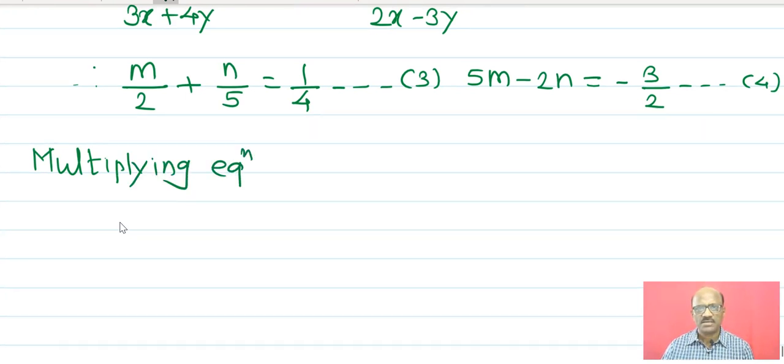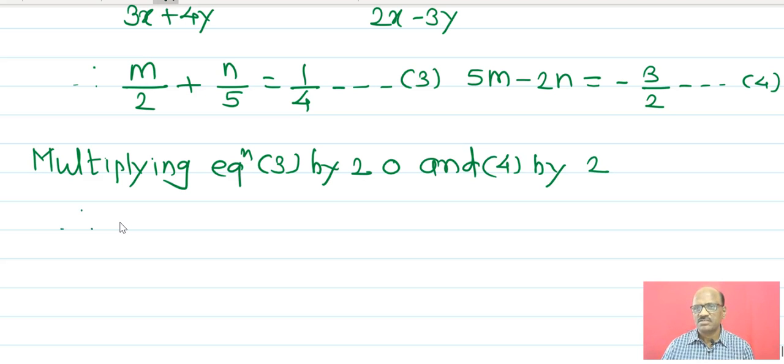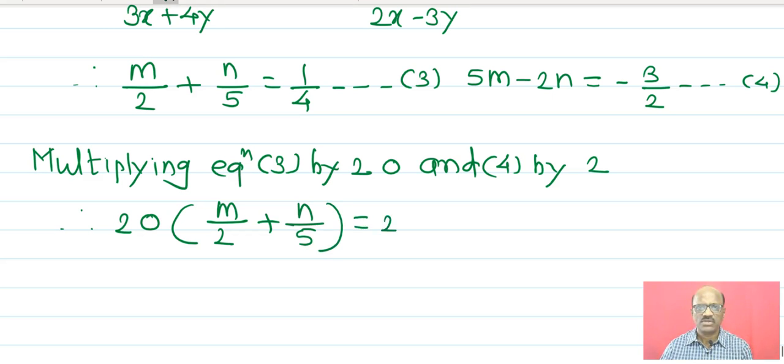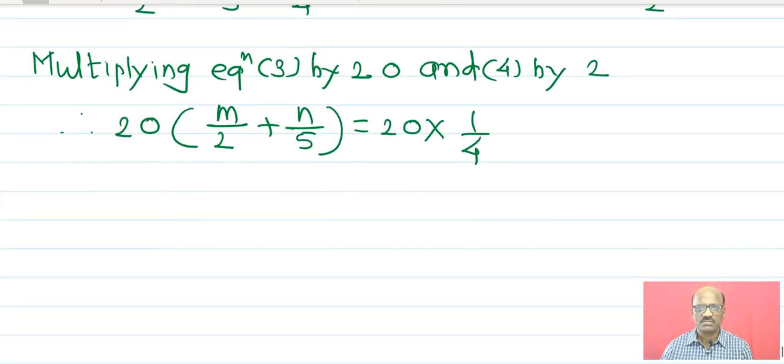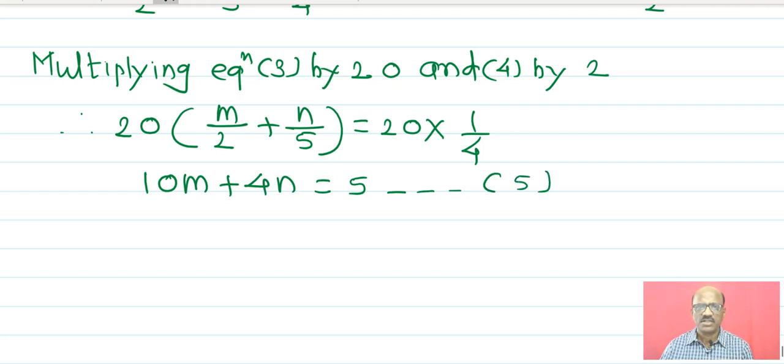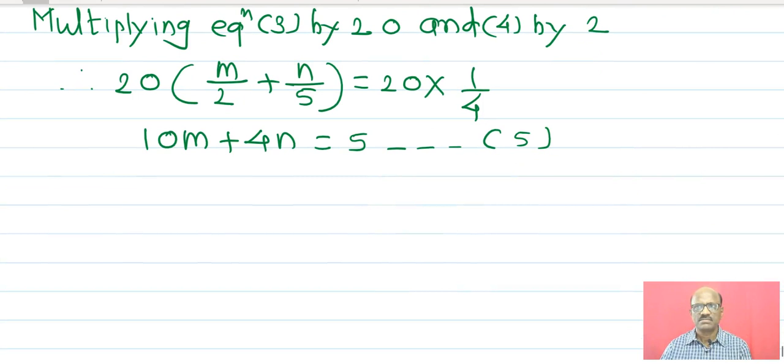Now multiply on both sides. LCM of 2, 4, 5 is 20, and the LCM of 2 and 1 is 2. Therefore, multiply the third equation by 20. If we multiply, that is 20 in bracket m upon 2 plus n upon 5 is equals to 20 into 1 by 4. After multiplication you will get 10m plus 4n is equals to 5. This is equation number 5.